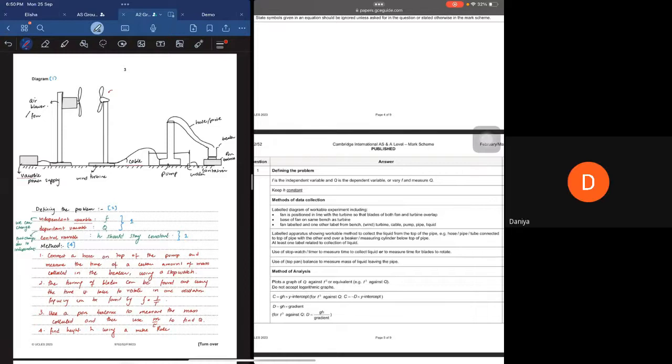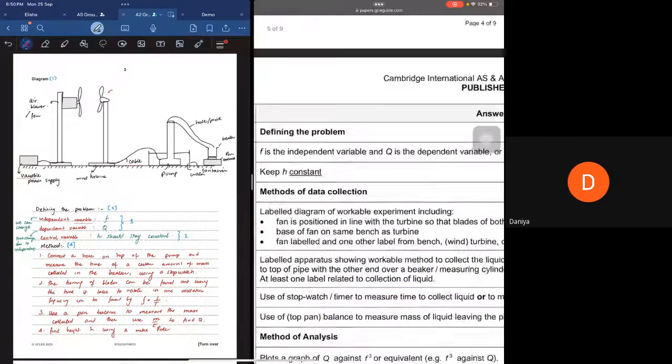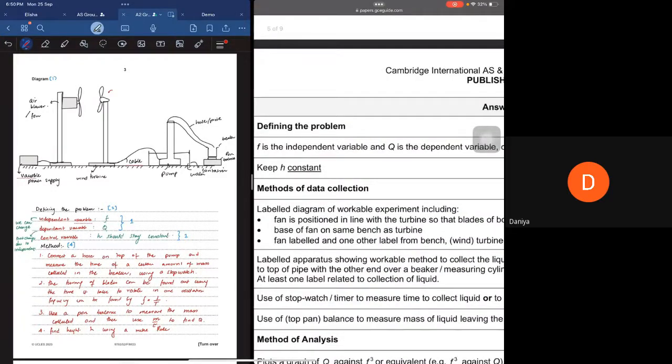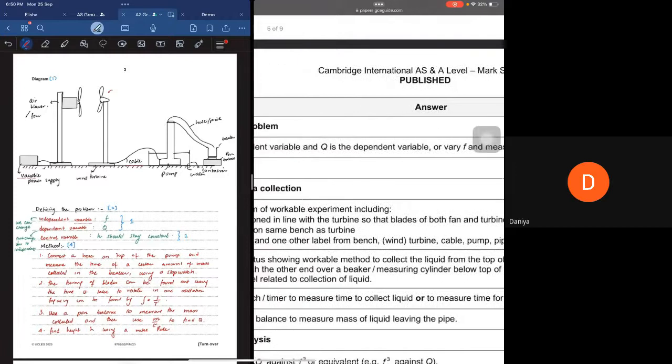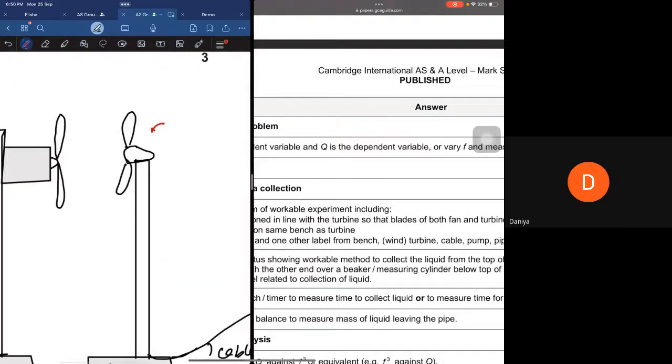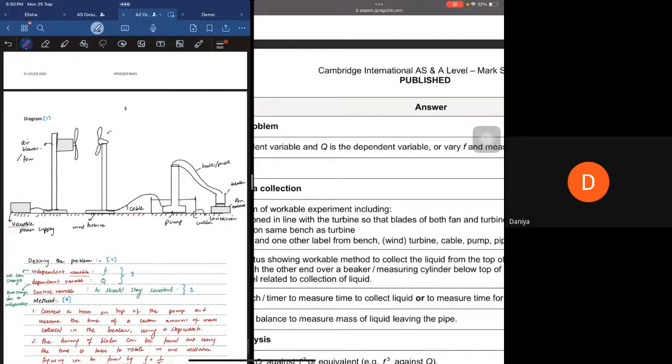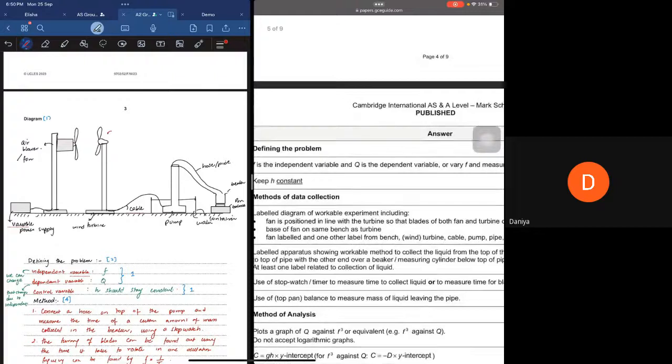Yes. In the labeled diagram, they've said the fan is positioned in line with the turbine, so the blades of both fan and turbine overlap. We have actually done that pretty nicely, which is good. And then it says the base of the fan on the same bench as the turbine. We didn't know that, but we have done the same, like we put it exactly where it is.